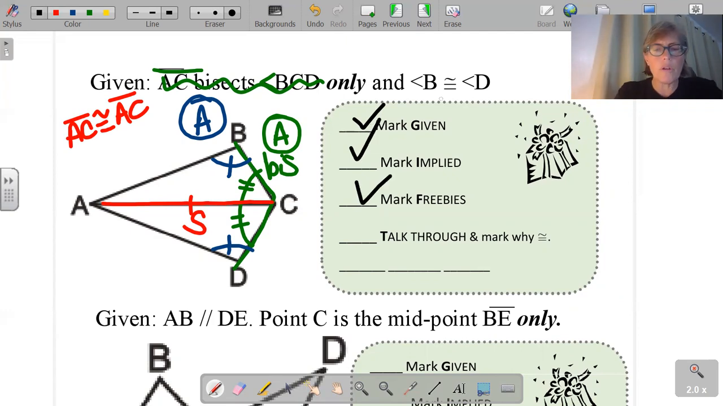Talk it through. So you see here we have a pair of angles, another pair of angles, and then a pair of sides. That side is physically touching only one pair of angles. Therefore, it is a tail, not a hamburger. So this would be angle, angle, side, or side, angle, angle.